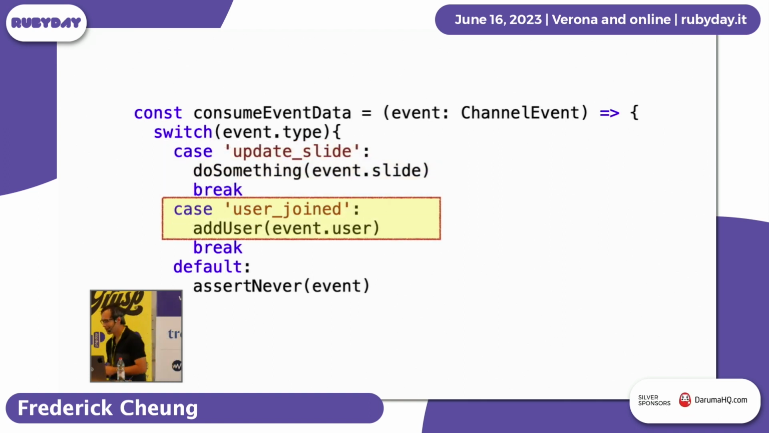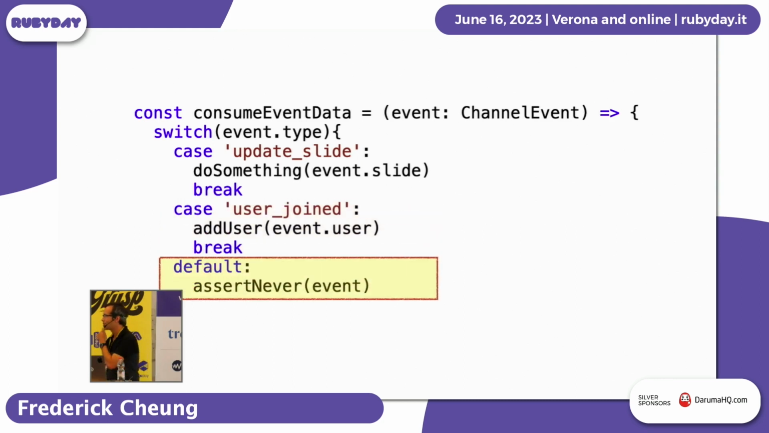User join, same thing. This one is the interesting one here. If I haven't forgotten any events, this shouldn't be possible. If there are two events, I've handled both of them. If that were to change, though, I would quite like to know about it. If someone's gone and added a new event, then I need to add some code here for this function to be valid.